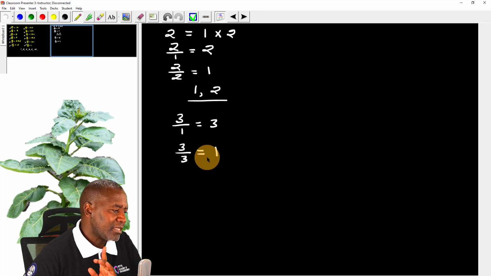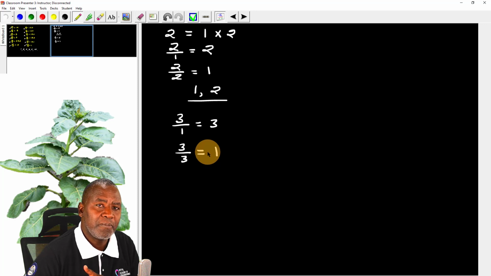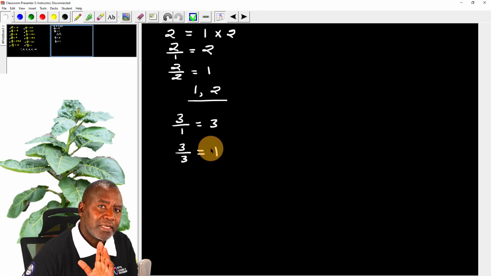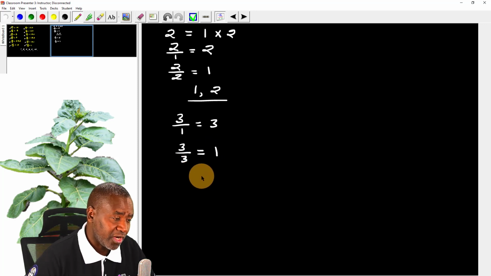The reason why I say 3 divided by 2 is not possible is because when I divide 3 by 2, I get 1 and there is a remainder 1. So it does not divide the number 3. 2 does not divide 3 without a remainder. There is a remainder 1. So 2 is not a factor of 3. So here I get the factors of number 3 are 1 and itself.